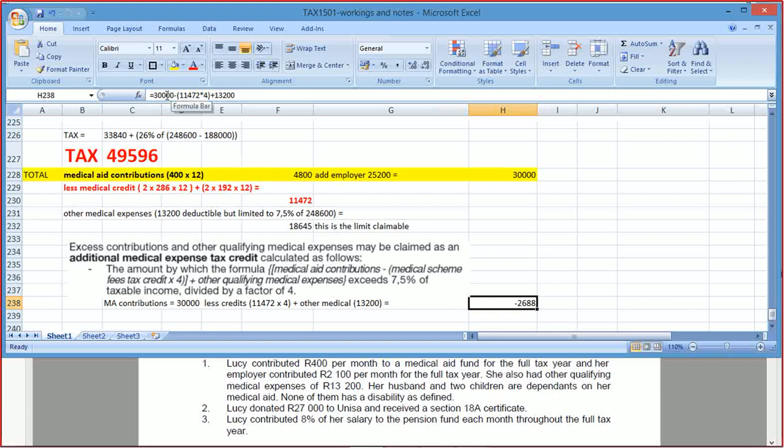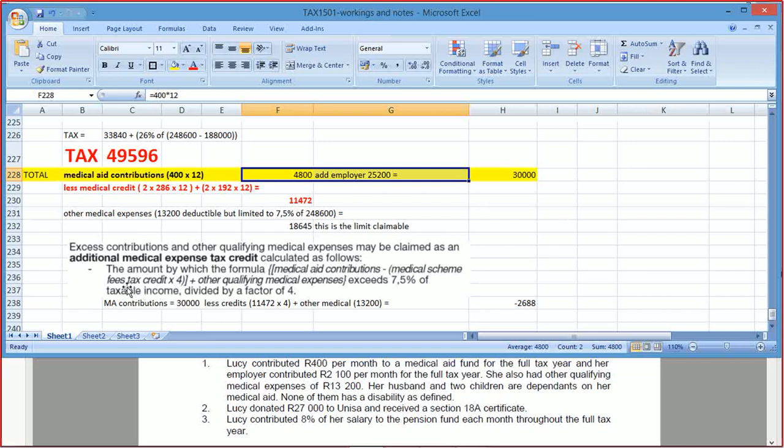Okay, so if she's contributing all of that. Oh, hold on. I said less credit and I added it. That's not right. I had a plus there, not a minus. So 30,000 minus the 11,472 times 4. That's what I've done. And then plus the qualifying, so I've added the 13,200. Okay, what does that give me? Negative. No, that can't be right. You can't get a negative. I've done something wrong here.